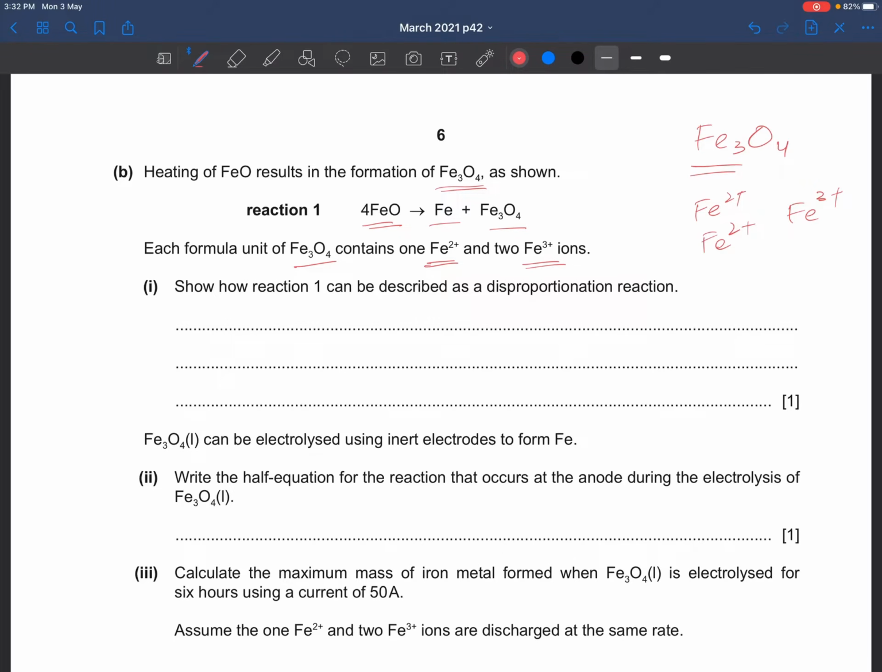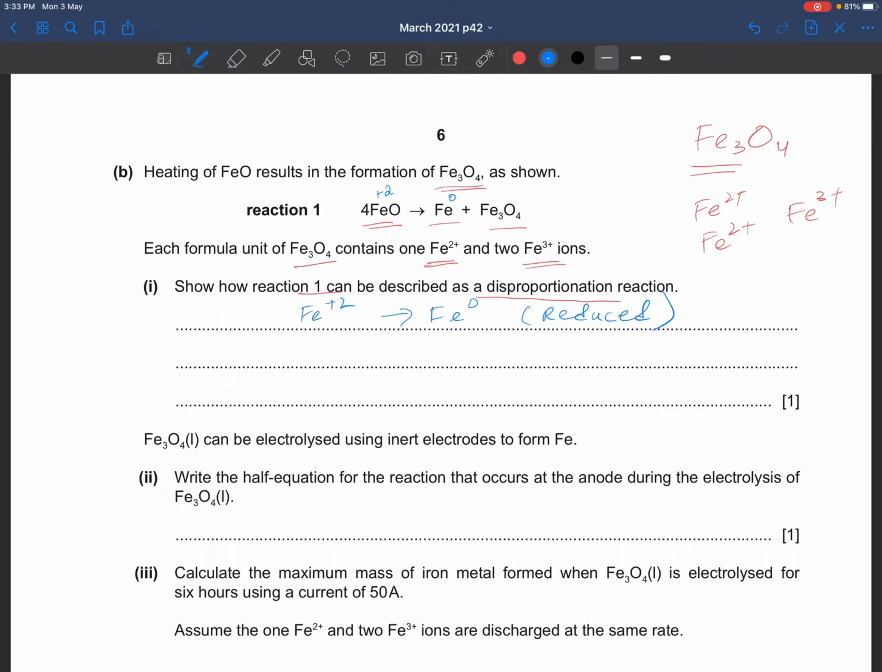Now the question is, show how reaction 1 can be described as a disproportionation reaction. Means the same element being oxidized and reduced. I hope everyone knows about disproportionation. So we can see from the equation, on the reactant side, the oxidation state of iron is +2. And on the product side, the iron which is in elemental state, its oxidation state is 0. So on one side, it is changing its oxidation state from +2 to 0. That means it is getting reduced.